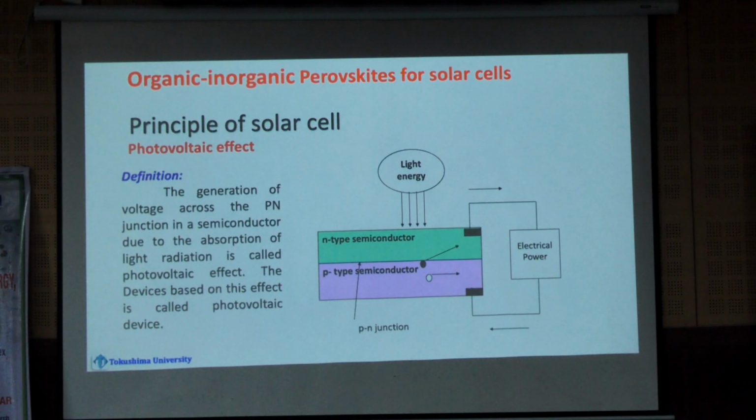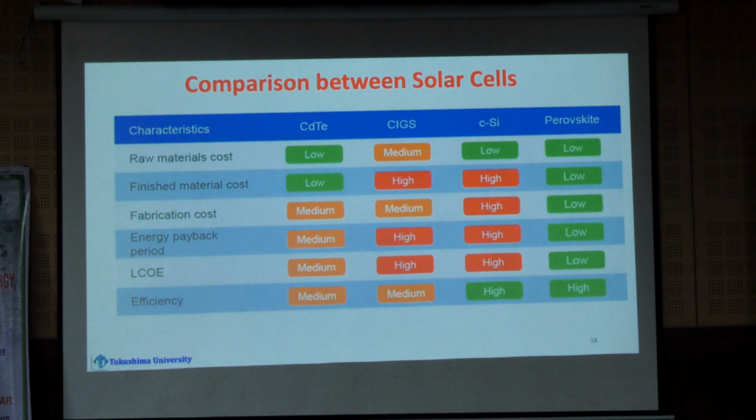I have explained to you what kind of material is used, how the principle of solar cell works, how solar energy is converted into electric energy. This is the simple mechanism of solar cell. And in case of solar cell, you can use the perovskite material. Perovskite is one of the candidates to make the solar cell.